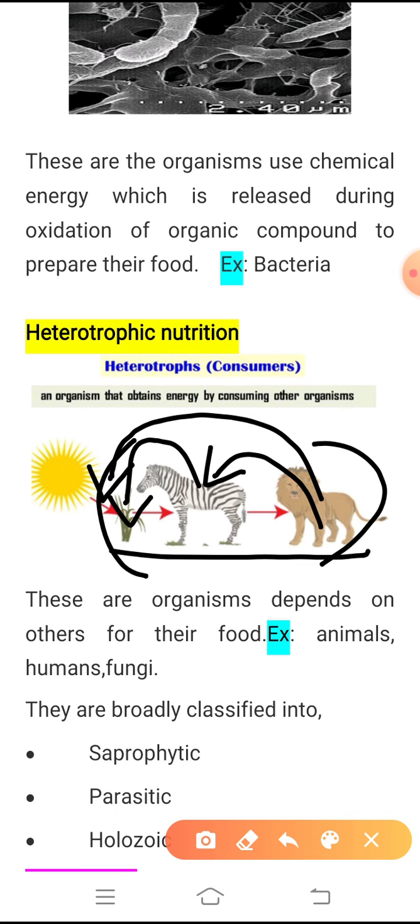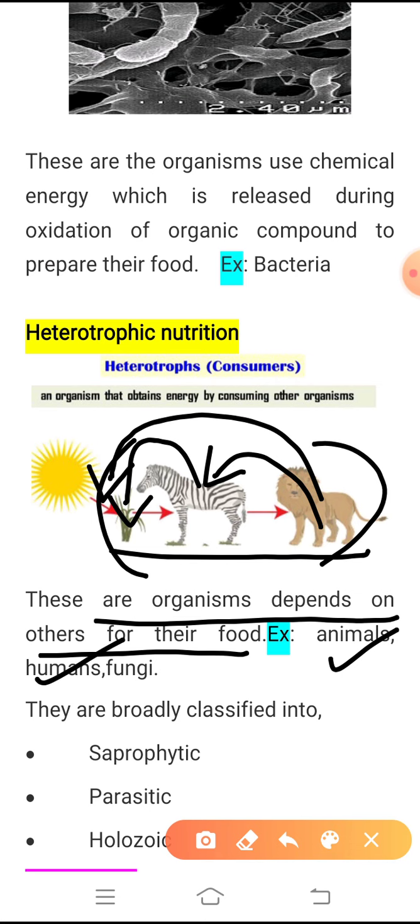Anyhow, they are not going to prepare their own food. In spite, they are going to depend on one another. So, under heterotrophic mode of nutrition, they are the organisms which depend on others for their food. For example, animals, humans, fungi.